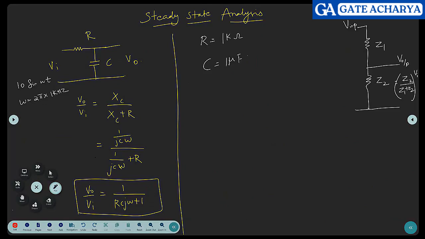Now comes the situation. Input is 10 sin omega t. If it is 10 sin omega t, what will be the output? Substitute the value of R and C. Substitute the value of omega. I want you to plot V out corresponding to the input V. This is a very basic thing, right? You have to know this.